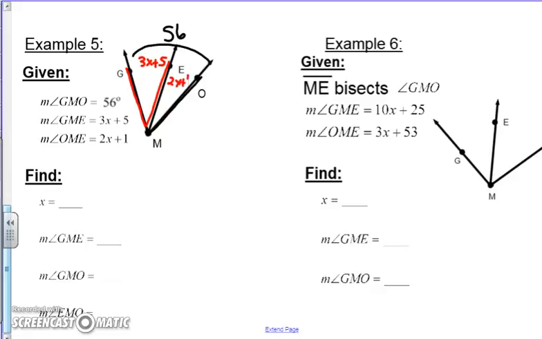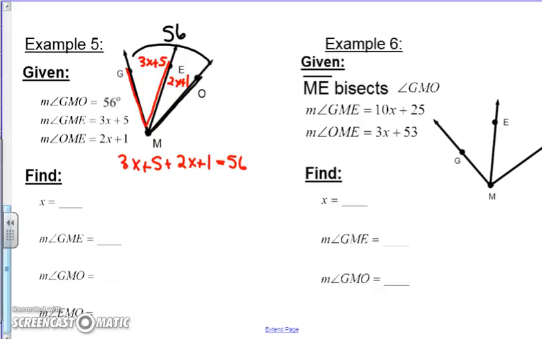So what could I do in order to figure out what x was? Add them together. And what do they equal? The total, right? So it'd be 3x plus 5 plus 2x plus 1 is equal to 56. Question, can I write 3x plus 5 is equal to 2x plus 1? If they told me that it bisects, I could. Or if they gave me the congruent marks, I could. But because they didn't tell me that, I can't work it that way.